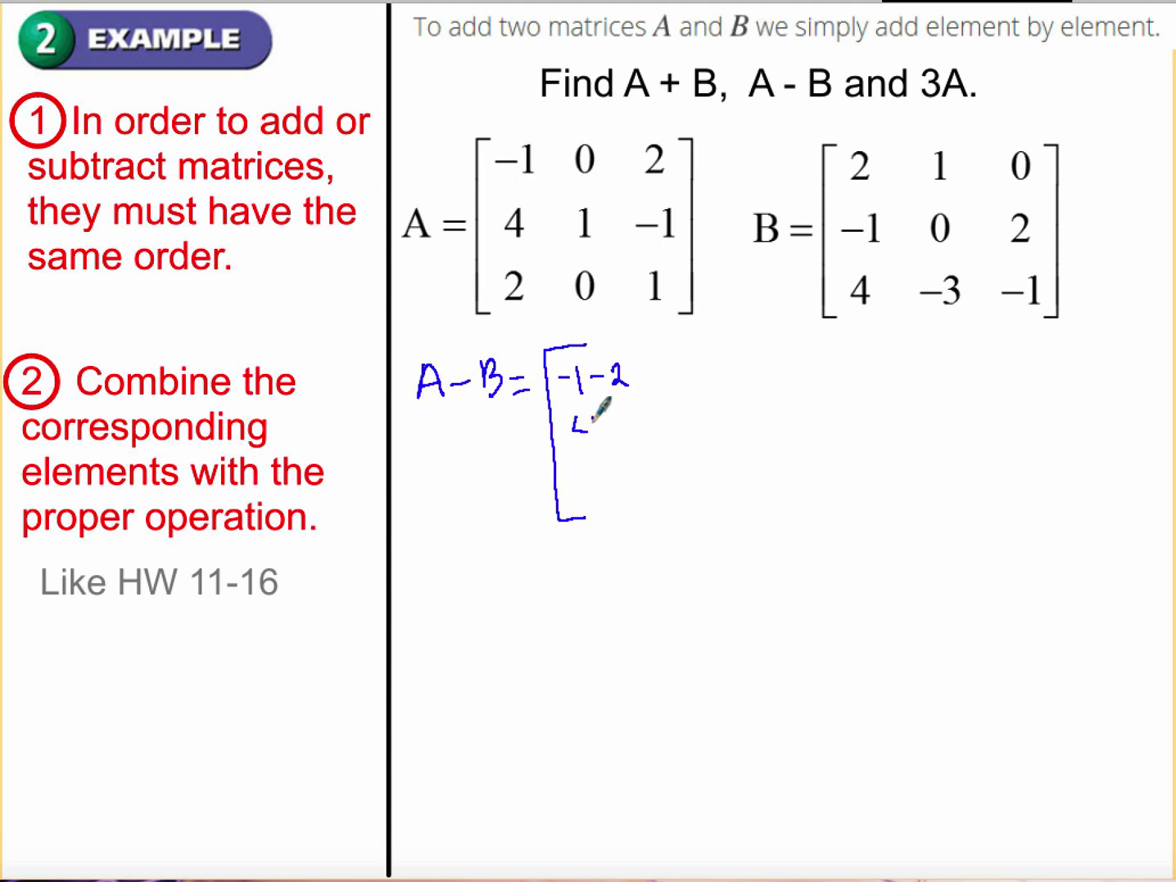So now I have 4 minus -1 and 2 minus 4. Now I'm going to take that middle column. So I've got 0 minus 1, 1 minus 0, and 0 minus -3. And now I'm going to subtract the third columns. So I've got 2 minus 0, -1 minus 2, and 1 minus -1.